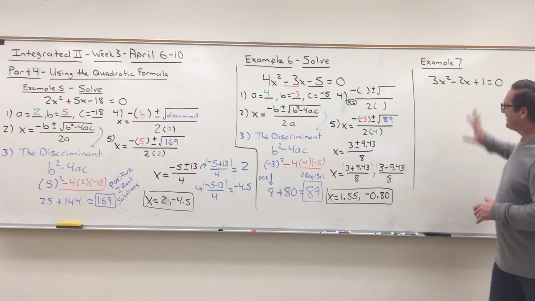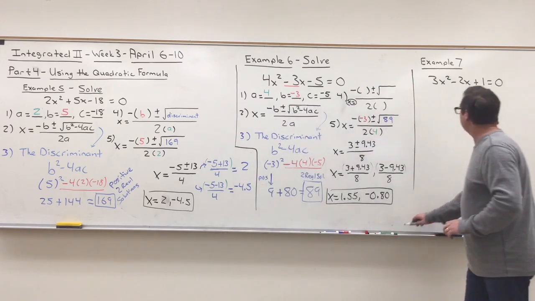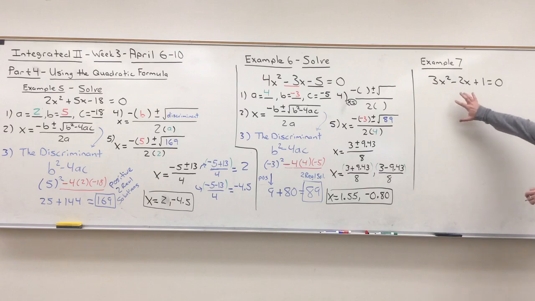All right, so our last example is example 7. And hopefully I'm still on camera here. So here's example 7, 3x squared minus 2x plus 1 equals 0. And let's go ahead and start our 5 steps again. So step 1.